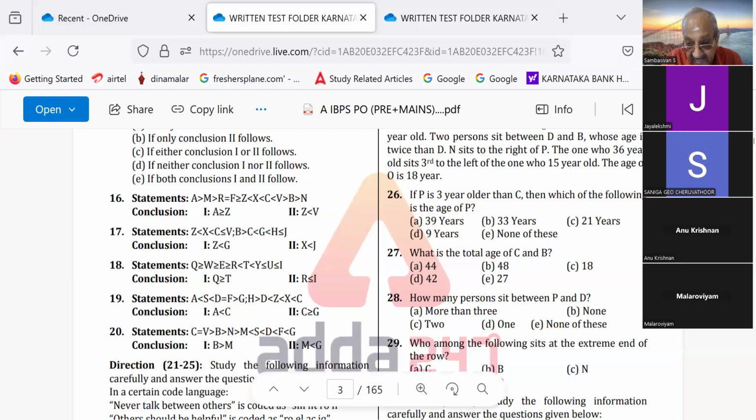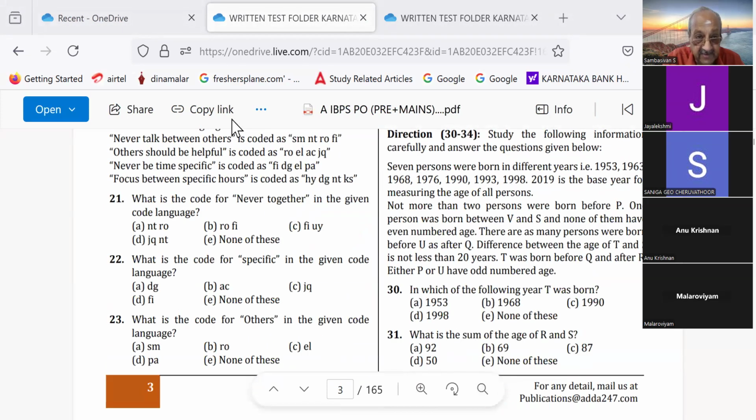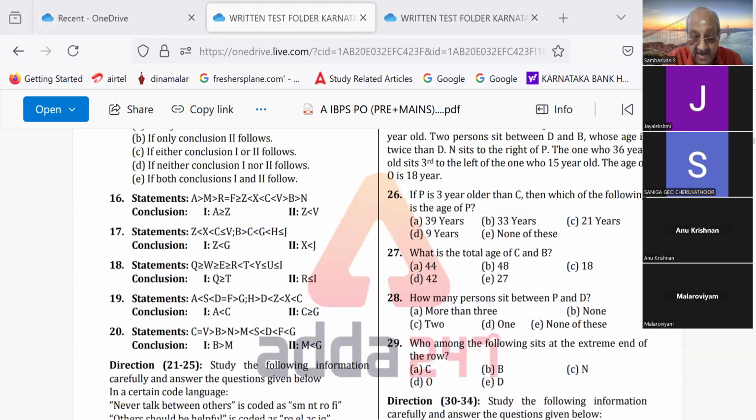How many of us could not get this answer correctly, the 17th question? Please raise your hand, those who could not get the answer correctly. Please raise your hand. Then only I will know what the level of the group is.